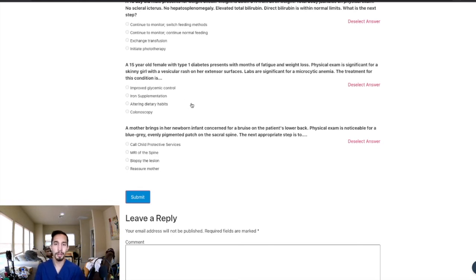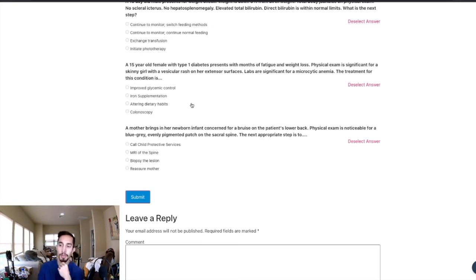So the answer choices include improved glycemic control. Okay, if you thought this was a diabetes issue, perhaps that's the right answer. Iron supplementation. If you thought this was just an iron issue, that would be an appropriate answer. Altering dietary habits. If you think this is a GI issue, that might be the right answer. Colonoscopy, again, perhaps this is something like IBD, and you think, oh my gosh, do we need to actually see inside the colon? That would be the correct answer. I'll give you guys a second to think about this.